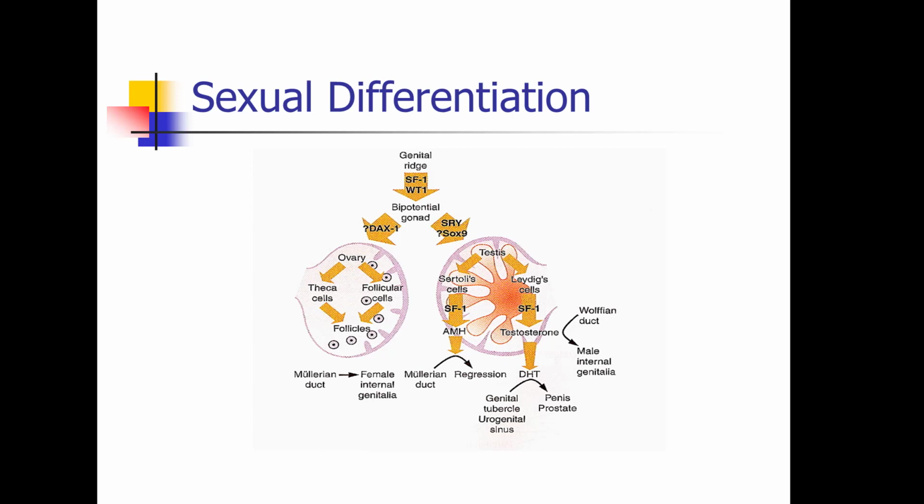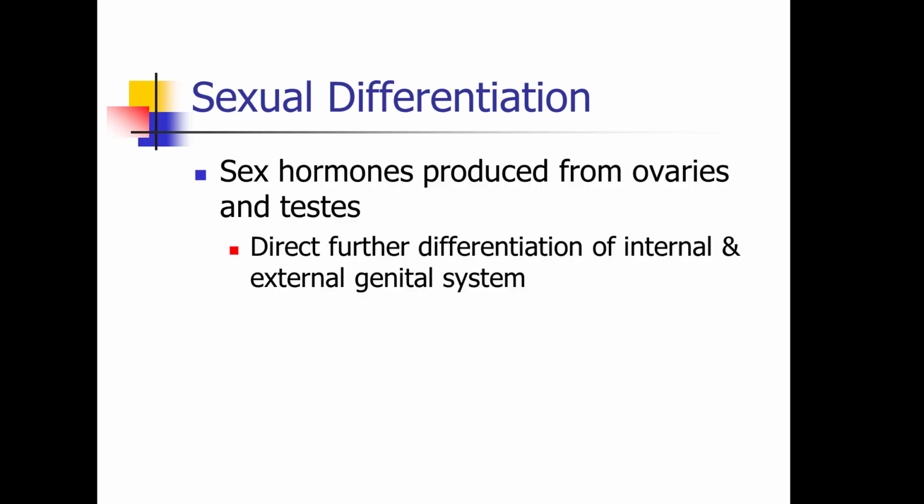This is a chart of sexual differentiation from the genital ridge to the ovary or testes, where on the left the Mullerian ducts develop into the female internal genitalia, and on the testes the Mullerian ducts regress and the genital tubercle and the urogenital sinus lead to the penis and prostate development. Further in sexual differentiation, sex hormones produced from ovaries and testes direct further differentiation of internal and external genital systems.